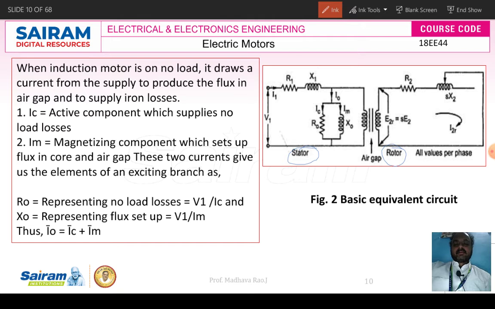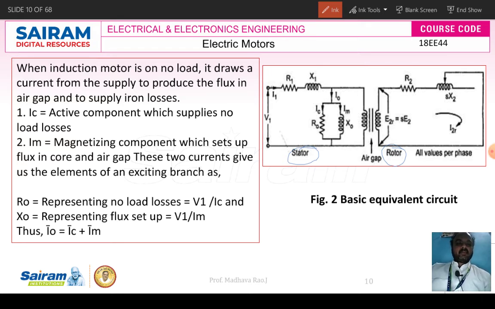Now R0 and X0: these two currents give us the elements of the exciting branch. The exciting branch resistance is R0 and reactance is X0. R0, representing no load losses, is V1 by IC, and X0, representing flux setup, is V1 by IM. Thus I0 is equal to IC plus IM. These are the values we will use to draw the equivalent circuit diagram.